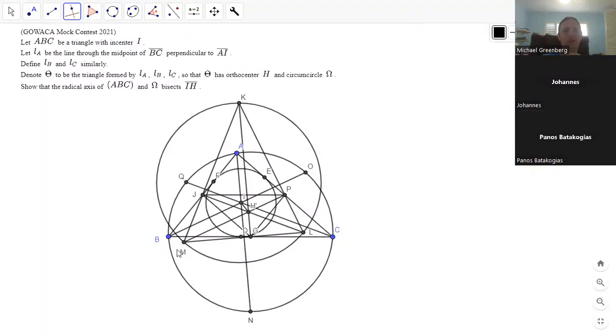Yeah, because then I think M would be the orthocenter of JPG, and L would be the orthocenter of the other triangle, because we're taking the two perpendiculars.